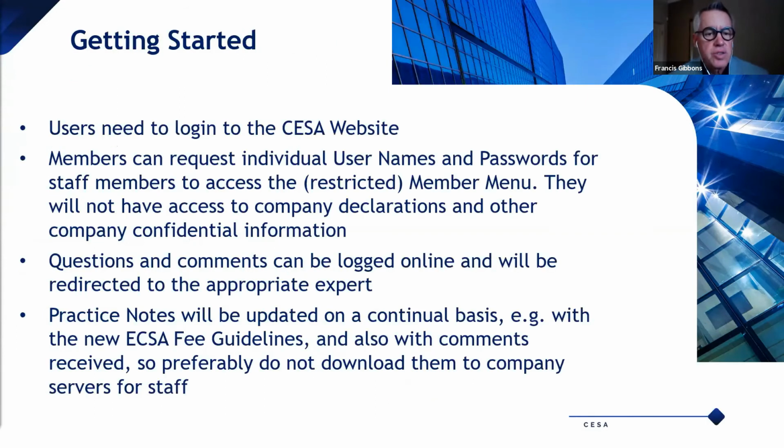Okay, so getting started, I'm going to take you across to the website now and just show you how to get in there. The first and important thing to note, though, is that users need to log into the CESA website. So we would like to encourage members to give staff access to the website. They can apply for this through Wally Main, and they'll be given a password and a username, and they'll be able to access it. But they can be prevented from accessing the company confidential information. So they'll just have access to the practice notes.